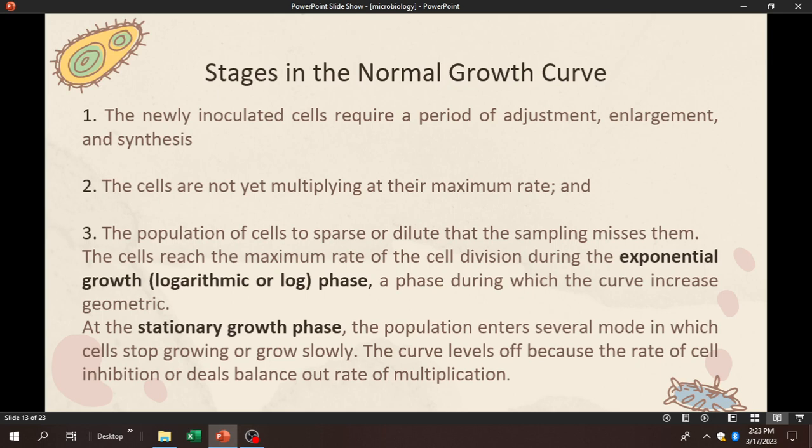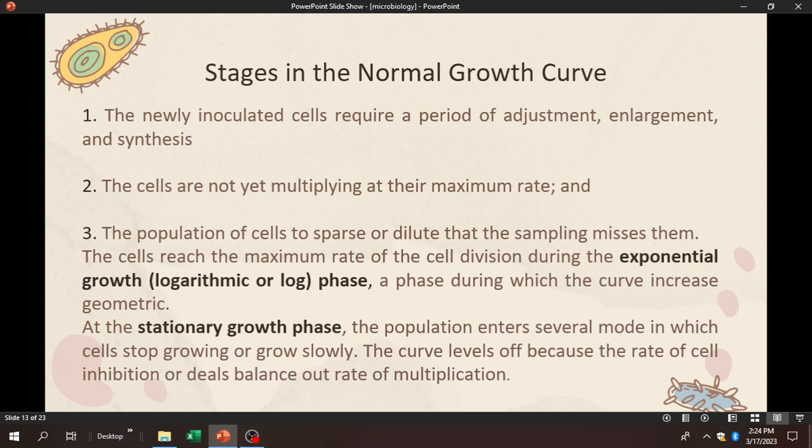At stage 8, the stationary growth phase, the population enters several modes in which cells stop growing or grow slowly. The curve levels off because the rate of cell inhibition or death balances out the rate of multiplication. The decline in the growth rate is caused by depleted nutrients and oxygen, plus excretion of organic acids and other biochemical pollutants in the growth medium due to the increased density of cells.